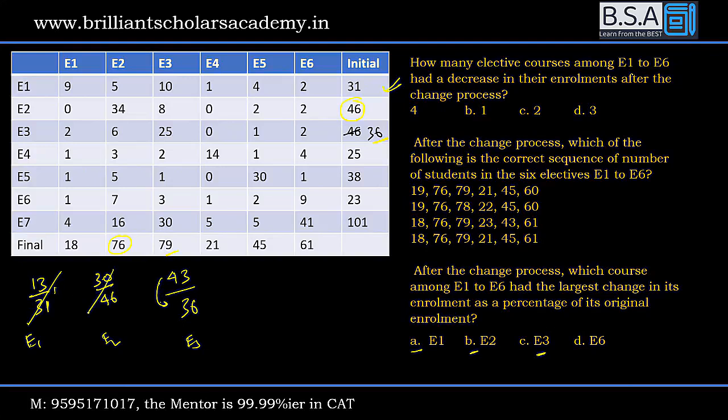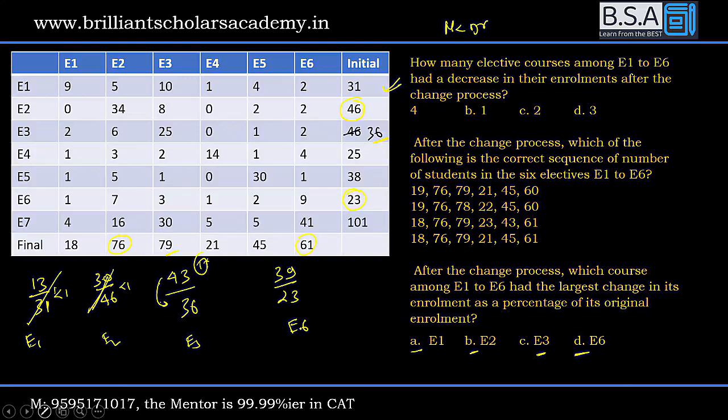So these will be smaller, right? When the numerator is less than the denominator, these are less than 1. This one is greater than 1, right? The numerator is more. So far E3 is larger than the other two. And where are we now? We are at E6. E6 was 23. It has become 61. How much is the growth? 39 upon 23. That is E6.